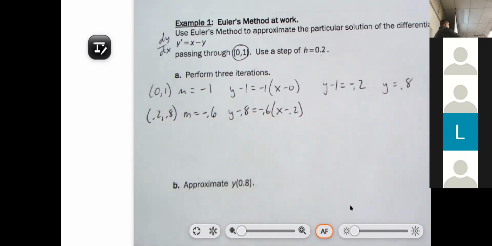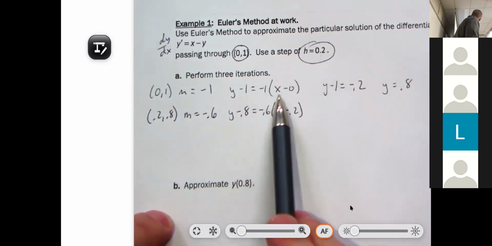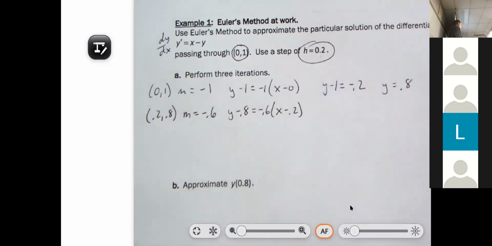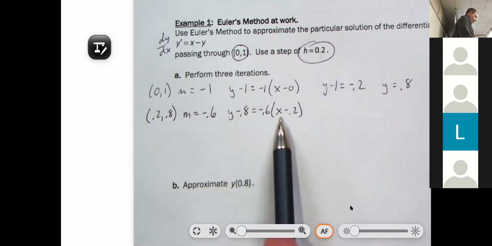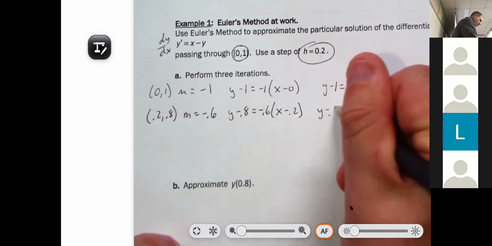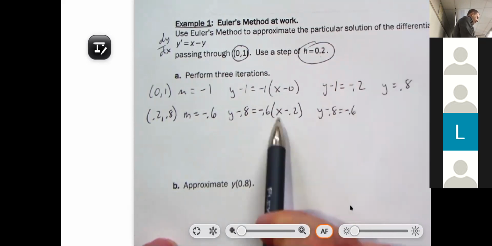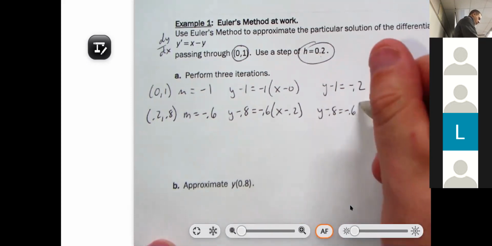0.4. Each time I'm plugging in a number that's 0.2 bigger than the previous. That's what this is telling me right here. The first time I plugged in 0.2, now I want to go 0.2 farther than that. So now I'm going to plug in 0.4 for x right here. So y minus 0.8 is -0.6, and then 0.4 minus 0.2 is 0.2.